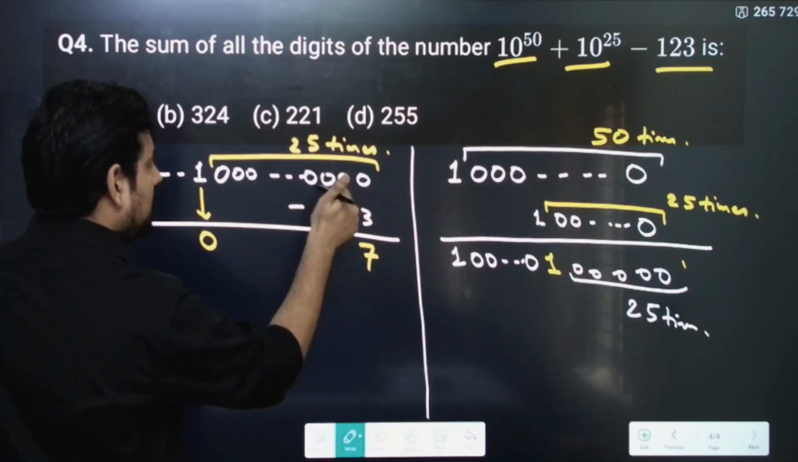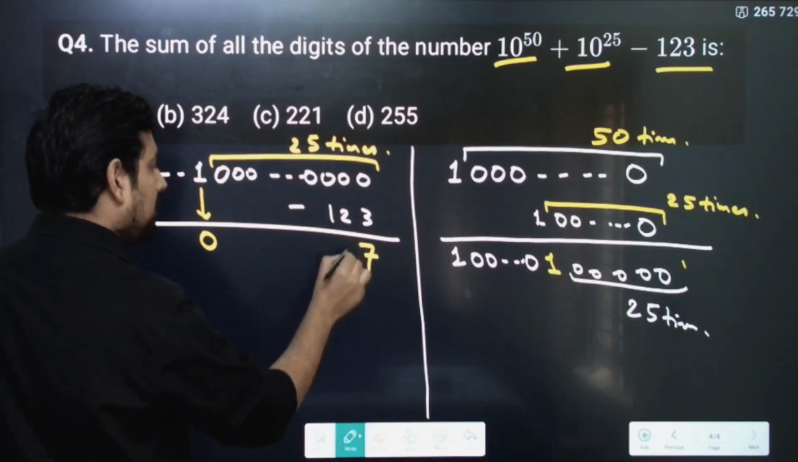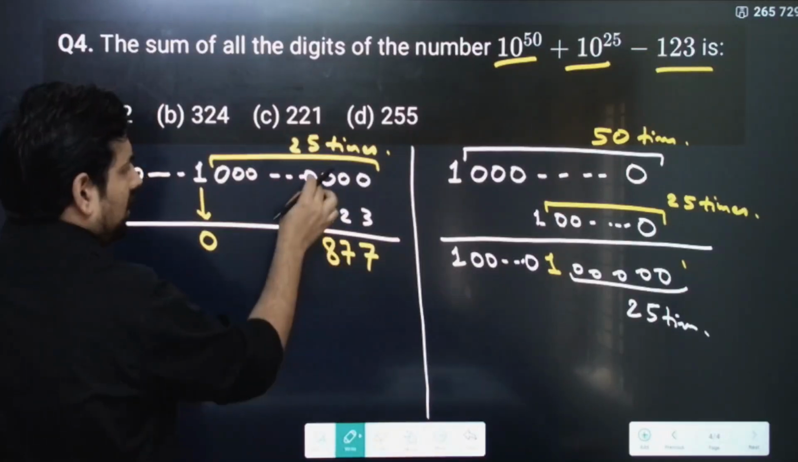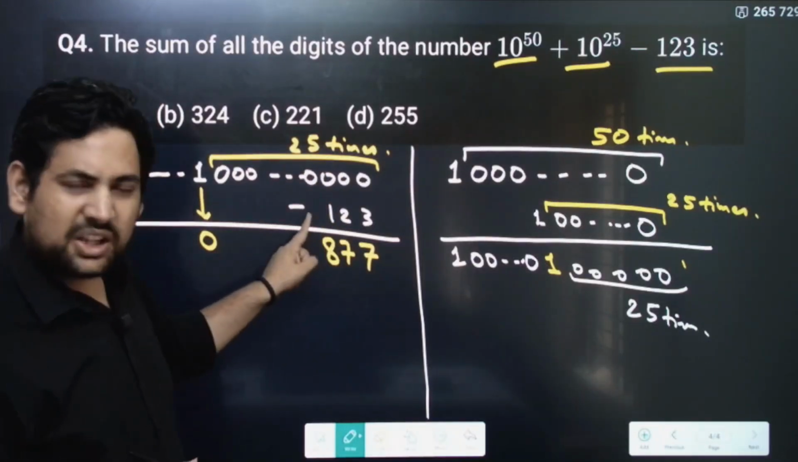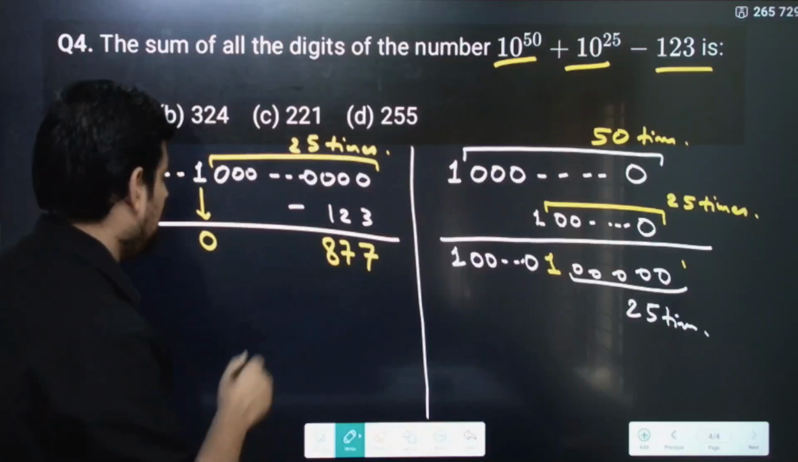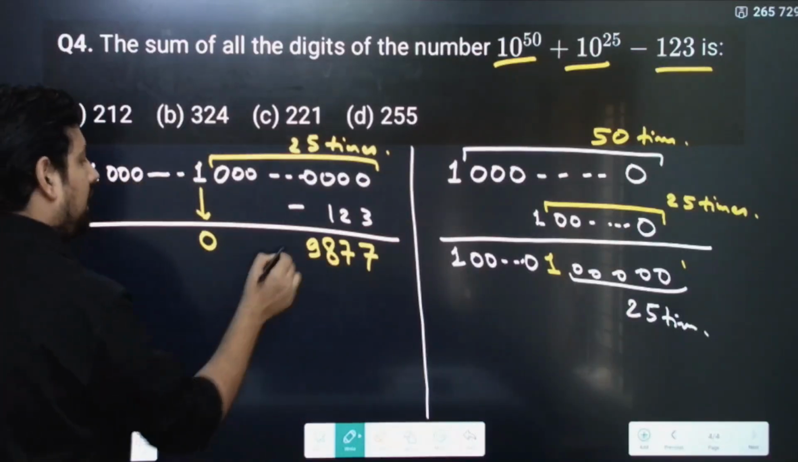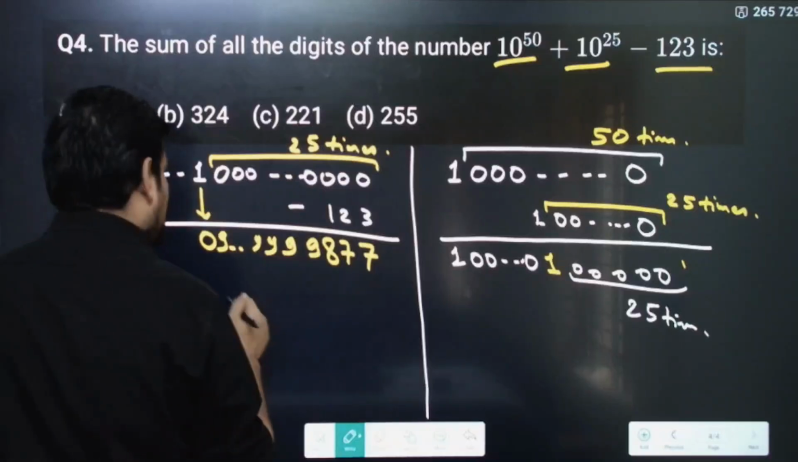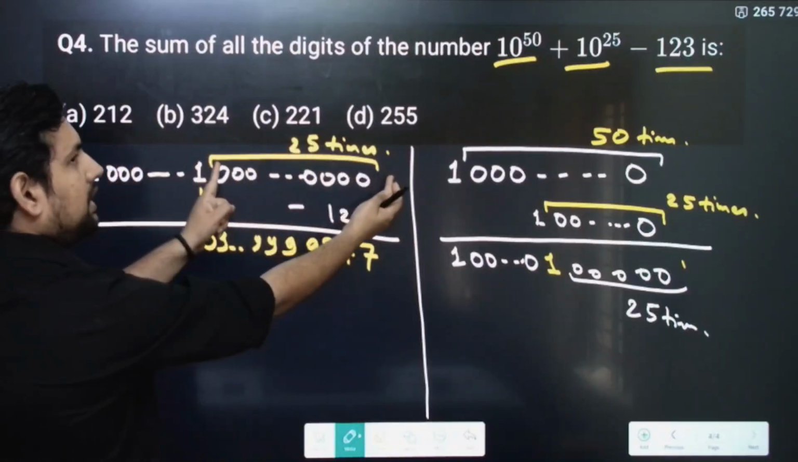So now 9 minus 2, again 7, then 9 minus 1, this becomes 8. Now this one has become 9, but there is nothing to subtract, so this will remain 9 as it is, and then 9 9 9 like this. Now see, this total was 25 digits.